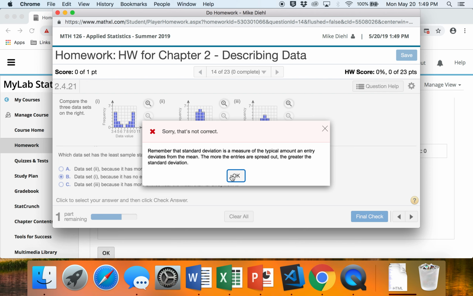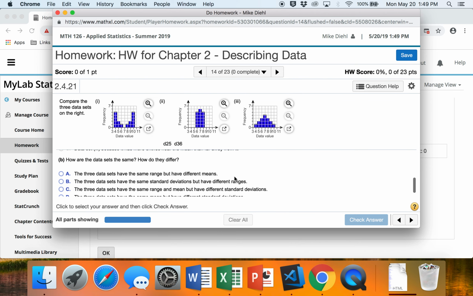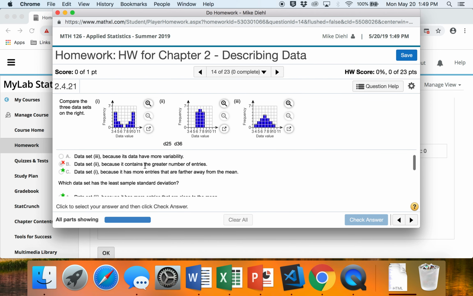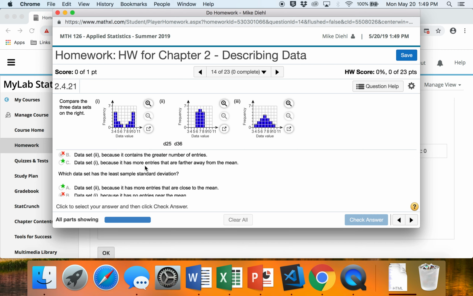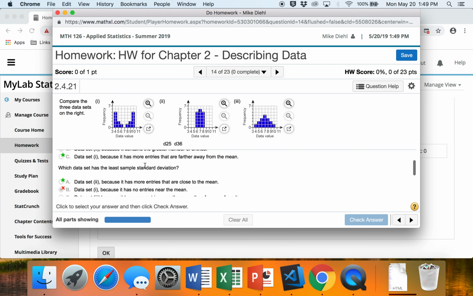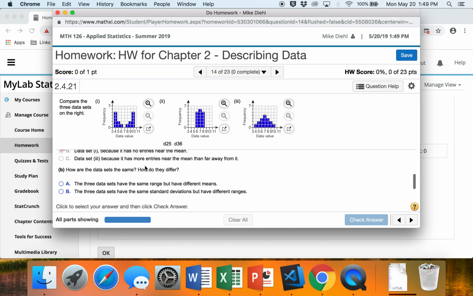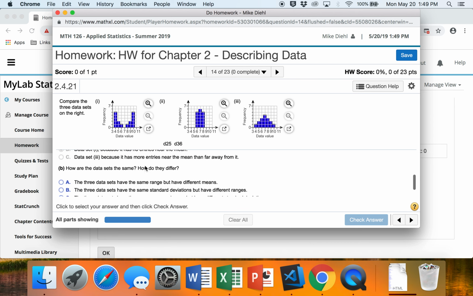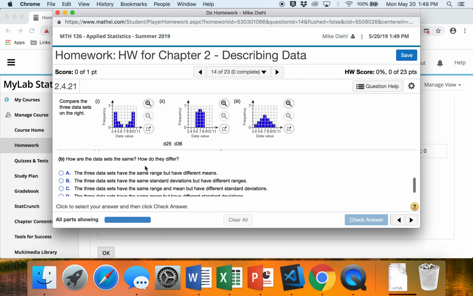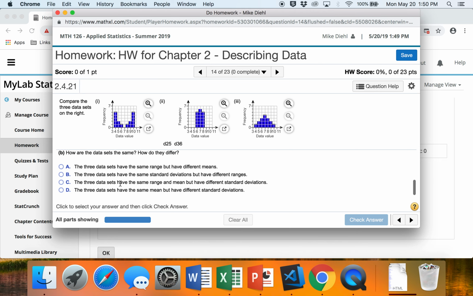Oh, sorry, I didn't read that question carefully enough. Whoops, that was still part of part A. All right, so I got that one wrong too, so I'm not doing very well with this assignment for a course that I allegedly teach. So let's move on to the next question. How are these data sets the same? How do they differ? Oh, this was not a good problem to pick because I have to do lots of reading here.